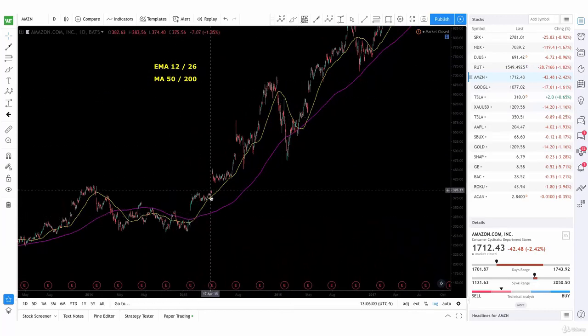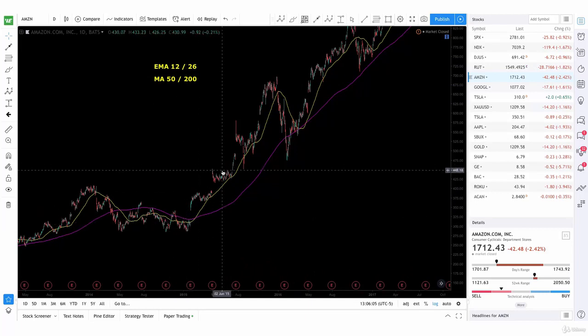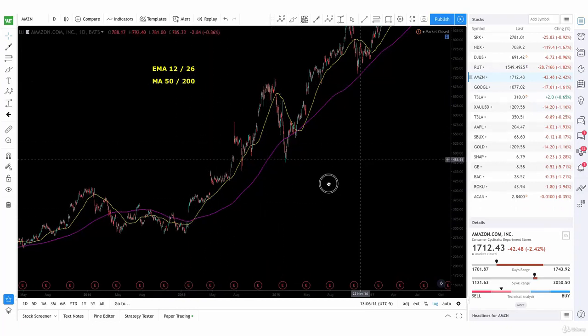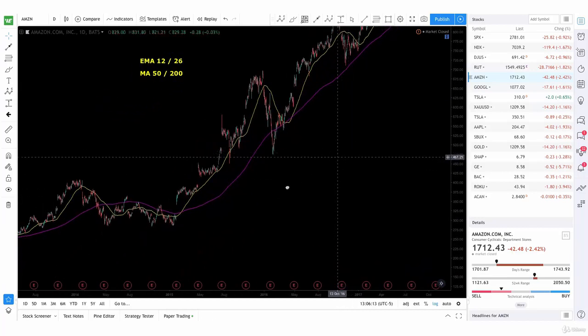Now the same way we're going to look at this is with the crosses. So since the 50 is the yellow one, the shorter one, we want to wait for it to cross over the 200 for a buy signal. And then if it crosses under the purple one, it's going to be a sell signal or a bearish signal.